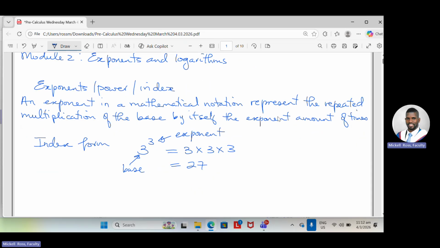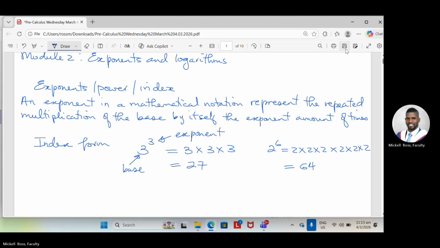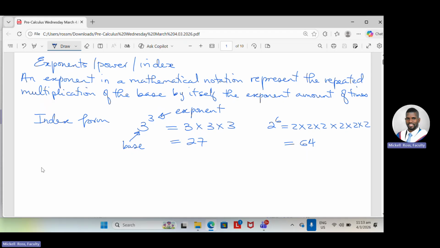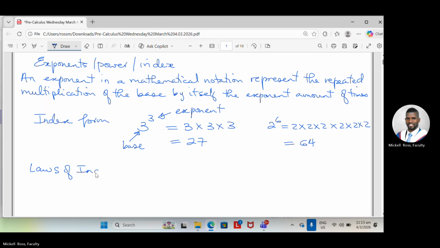Take, for instance, you have 2 to the 6. So it's going to be 2 times 2 times 2 times 2 times 2 times 2, which is the base multiplying by itself 6 times. All right. So that is what the exponent does. Now, in solving questions that use exponents or involve exponents, we have what are called the laws of indices, same thing as the laws of exponents, if you want to think about it that way.